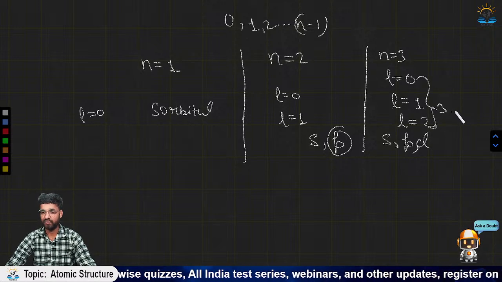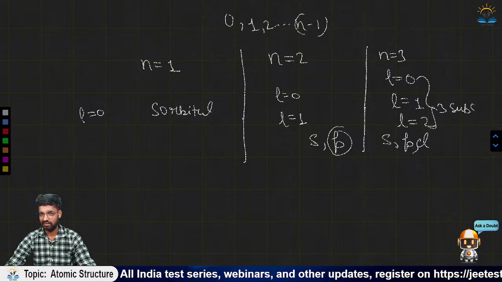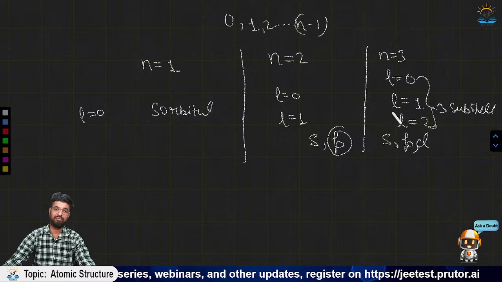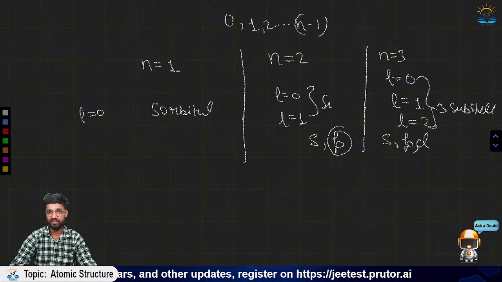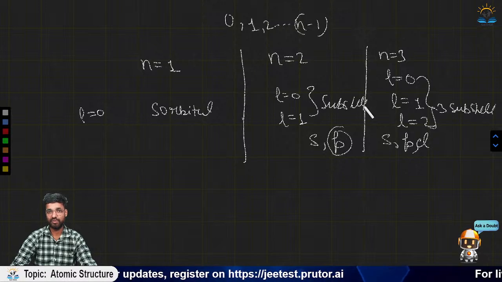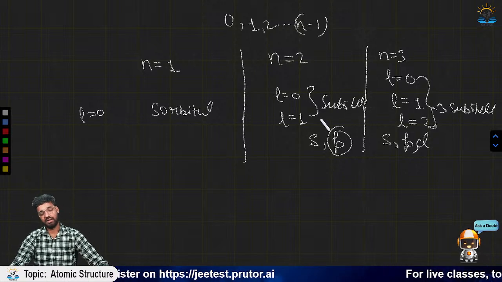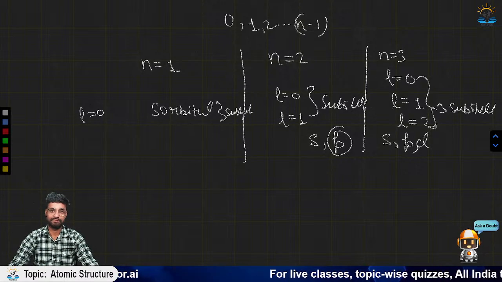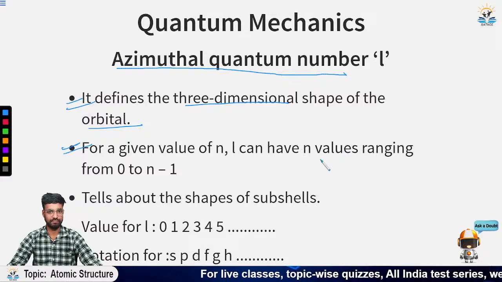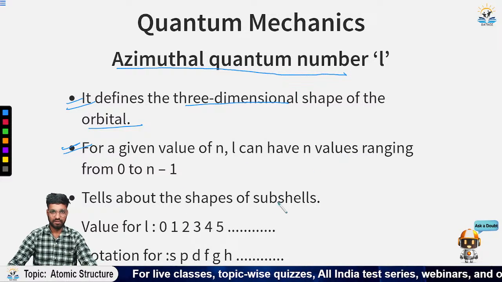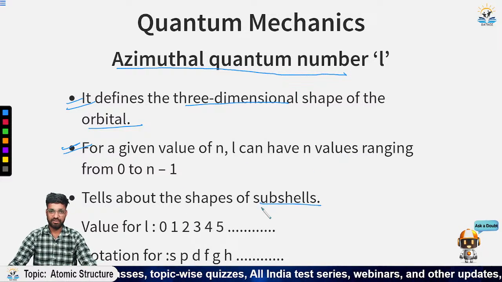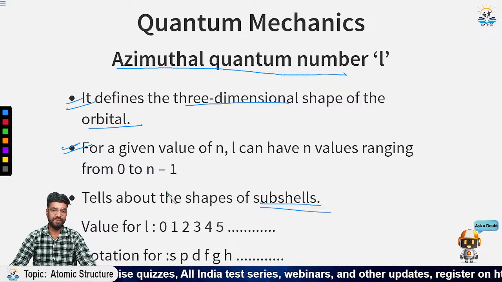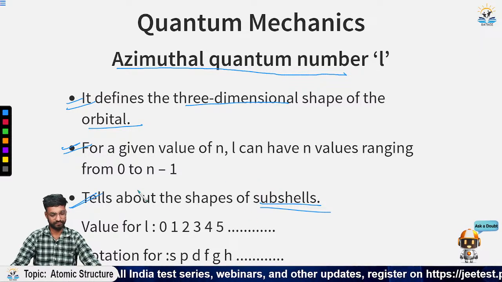The better word is subshell rather than orbital. Orbital is something that is more complicated, so it is subshell. We'll come to know what is orbital in the magnetic quantum number. So yeah, it is written here subshells only. It tells about the shape of the subshells that we are having.